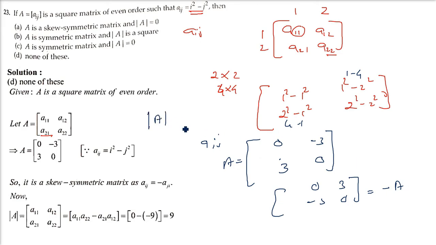But when we take the determinant, what is it? 0 into 0 minus of 9, that is 0 plus 9, 9 is the determinant. So among all the options, there is no option with determinant equals 9. So symmetric is incorrect, skew symmetric is correct, but the determinant is 9. So none of these is the answer here.